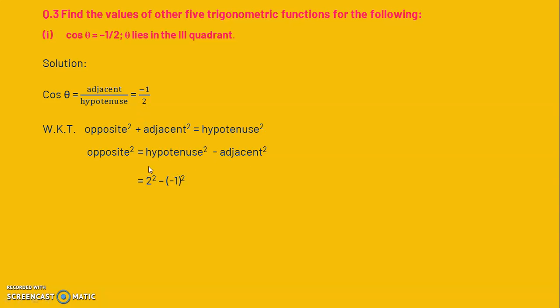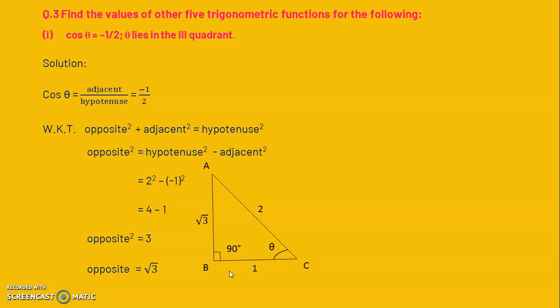So your hypotenuse is 2 square and your adjacent is 1, so minus 1 square. So 4 minus 1 which is 3. So your opposite can be written as square root of 3. So now we know all the sides of the triangle, that is adjacent, hypotenuse and opposite. That is, your adjacent is 1, opposite is root 3 and your hypotenuse is 2.